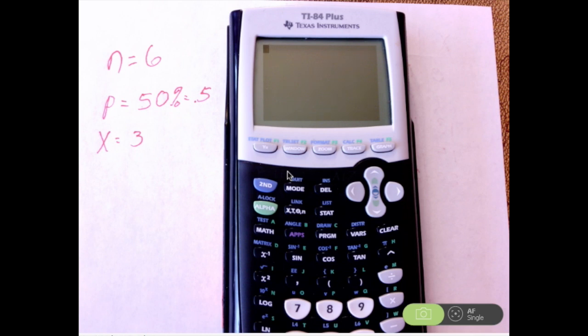Alright, today we are going to look at using the TI-84 graphing calculator to find some binomial probabilities. Now please refer to your notes to know what kind of events are binomial and which ones are not. So for this example, we're going to look at flipping a coin 6 times and landing on heads.